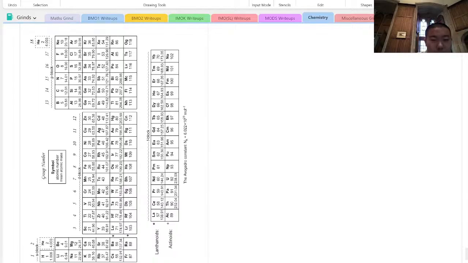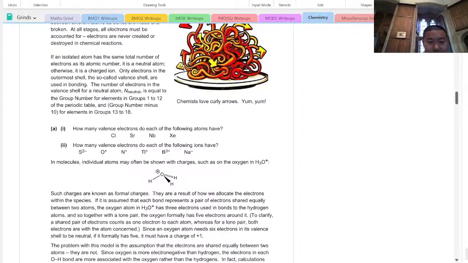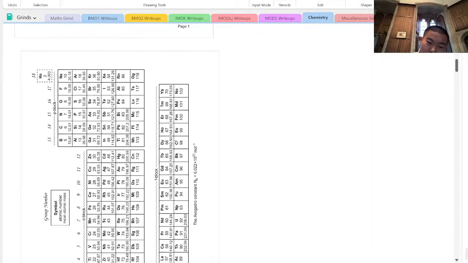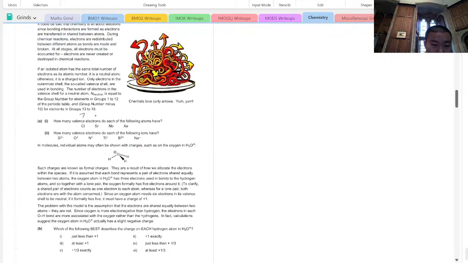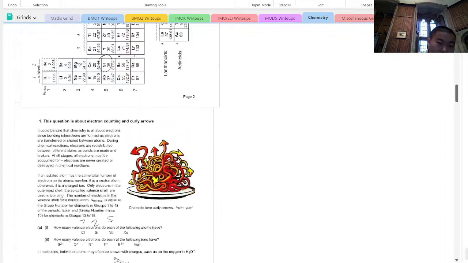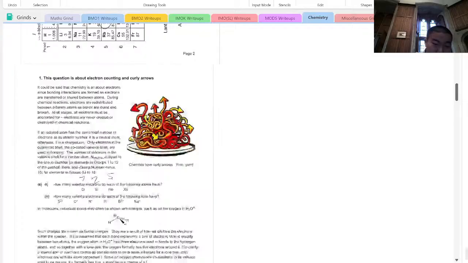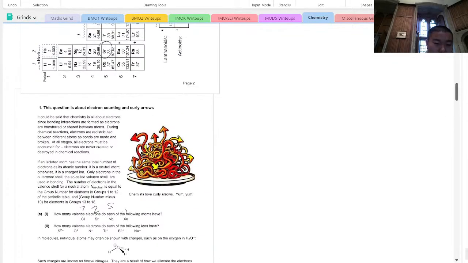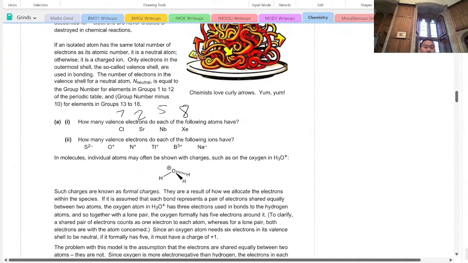So, chlorine is in group 17. So, 17 minus 10 is 7. So, there's 7 valence electrons. Strontium, as you can see, is in group 2. So, that has 2 valence electrons. Neodymium, I'm pretty sure, is 5. Right? Yeah. Xenon is a noble gas, it's group 18, so there's 8 valence electrons.